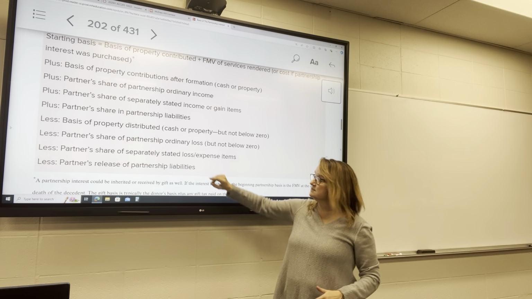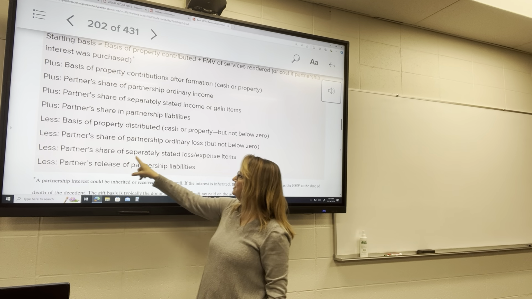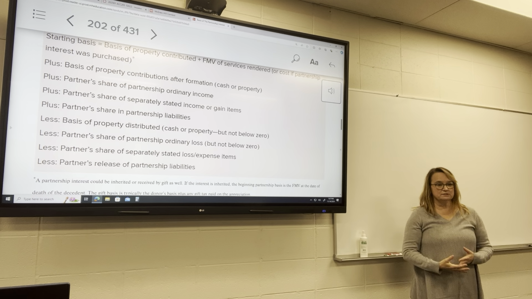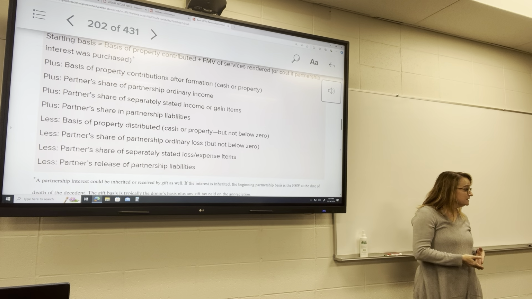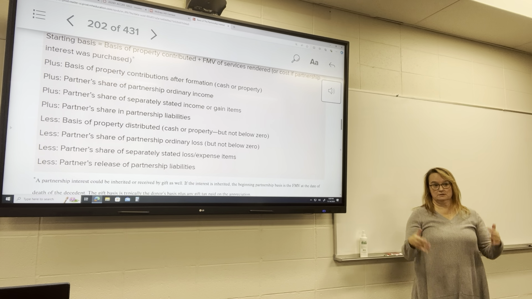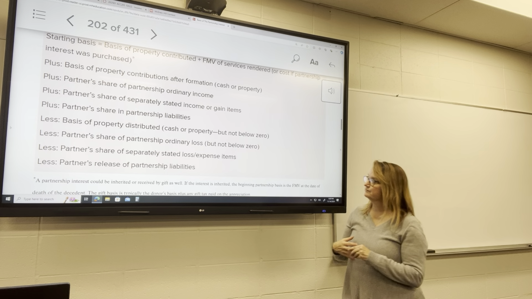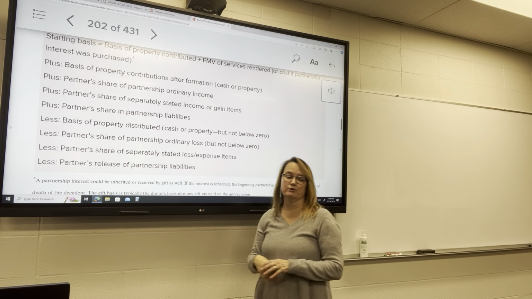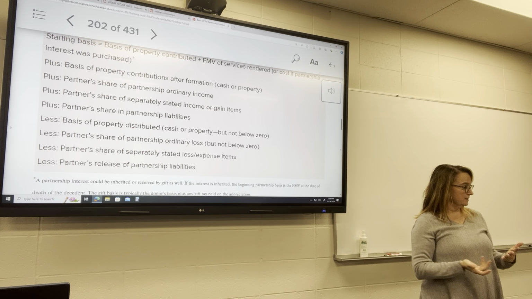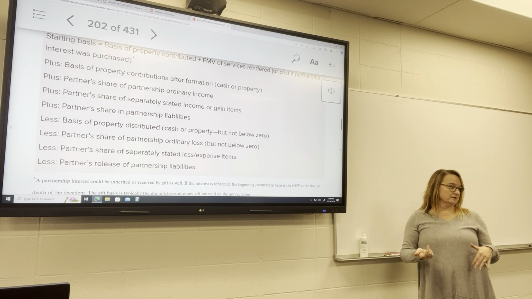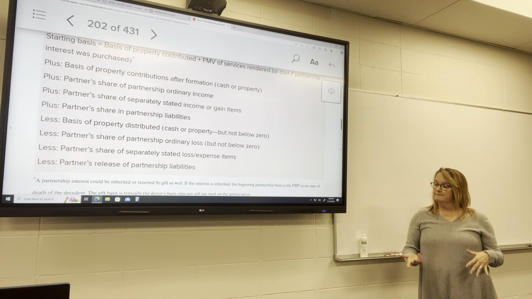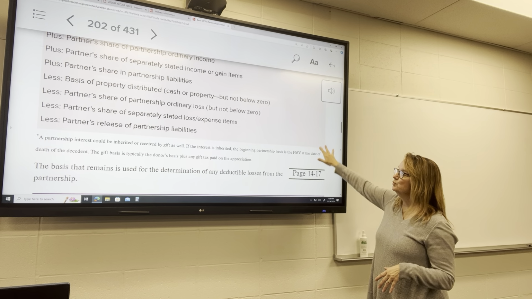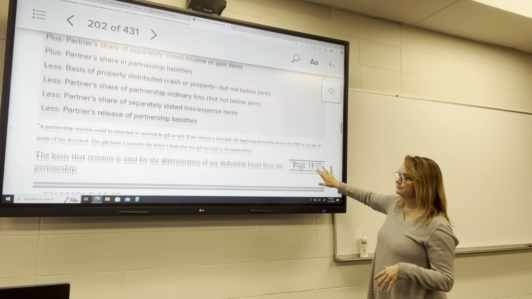Then if we still have some basis left, we're going to subtract our share of separately stated loss or expense items. So capital losses, 179 expense, that sort of thing, things that we got a tax benefit from. Then if there's any basis left, we're going to subtract the release of any partnership liability. So if we don't have a liability anymore, if we've been released from that, that's going to come next and last, okay? So this is the order in which we would do that calculation.